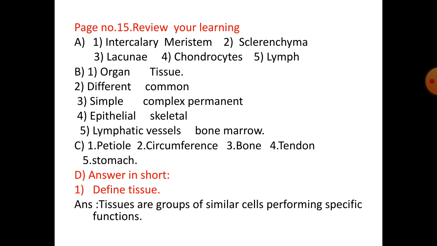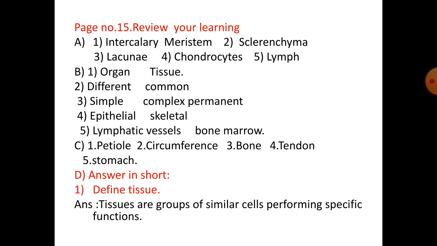Number 3, xylem and phloem are simple tissue. So instead of simple, it will be complex permanent tissue. Number 4, epithelial tissue is also known as solid connective tissue. So in place of epithelial, it will be skeletal. Number 5, a long bone is hollow and its cavity is filled with many lymphatic vessels. So instead of lymphatic vessels, there will be bone marrow.